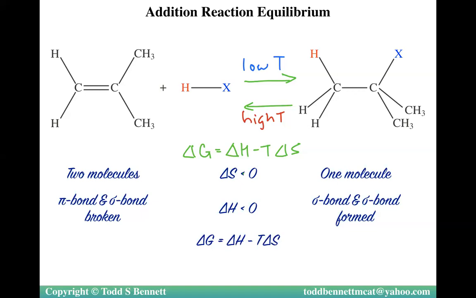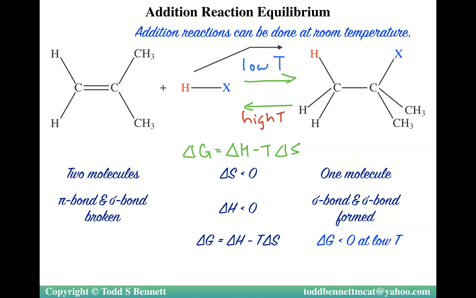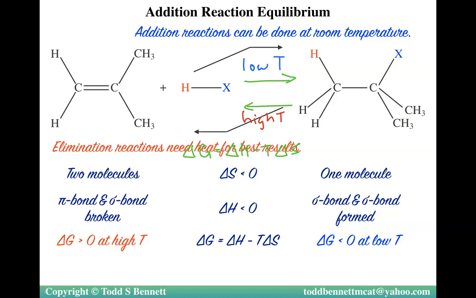So for this reaction, again, there's our equation. We find that delta G is less than 0 at low temp. That means addition reactions can be done at room temperature. And going back, elimination needs heat for best results. So I'm going to go ahead and get rid of my delta G equation. That's our basic gist here. Just to mention it, you need heat to get elimination and room temp to get addition reactions.